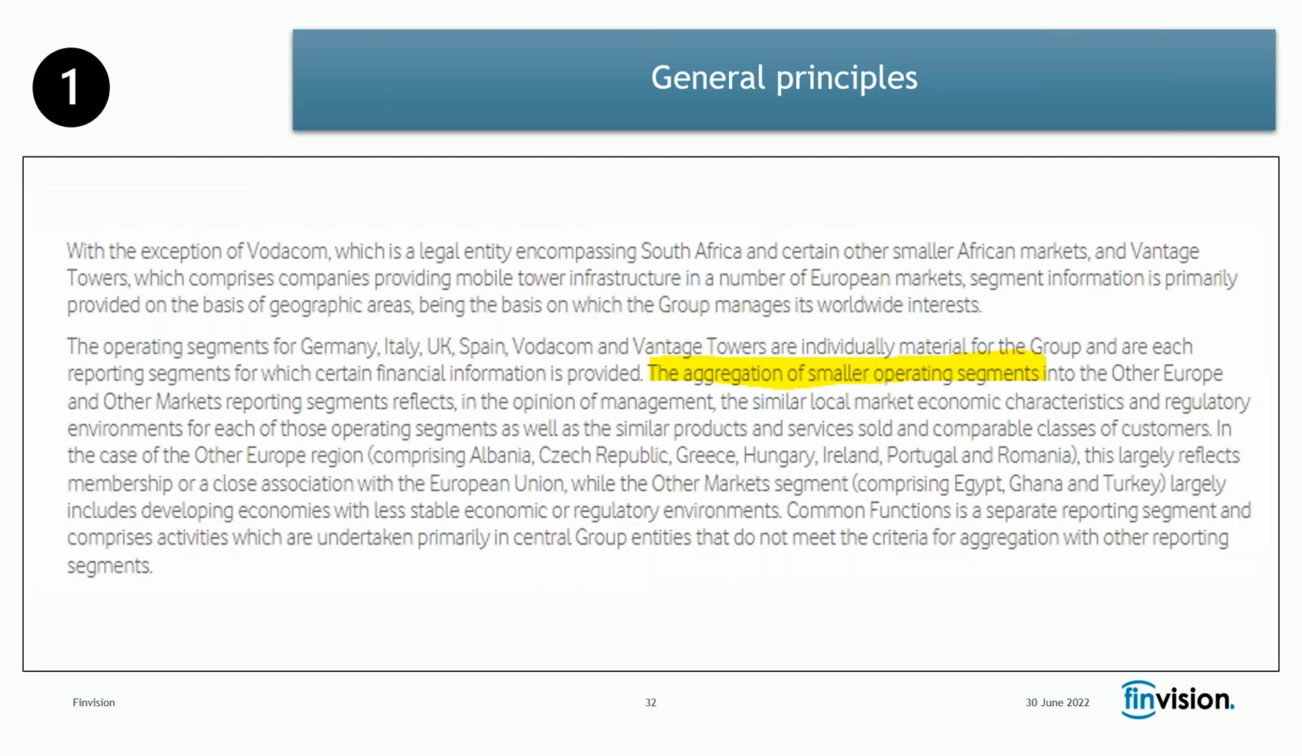This is Vodafone, and it's sometimes difficult to see whether there has been aggregation done. Often if there's no aggregation, they don't mention anything. And here they say, in this case, we have aggregated, probably a quantitative aggregation, the smaller operating segments into other Europe and other market reporting segments. That's the other category that Hans was also explaining.